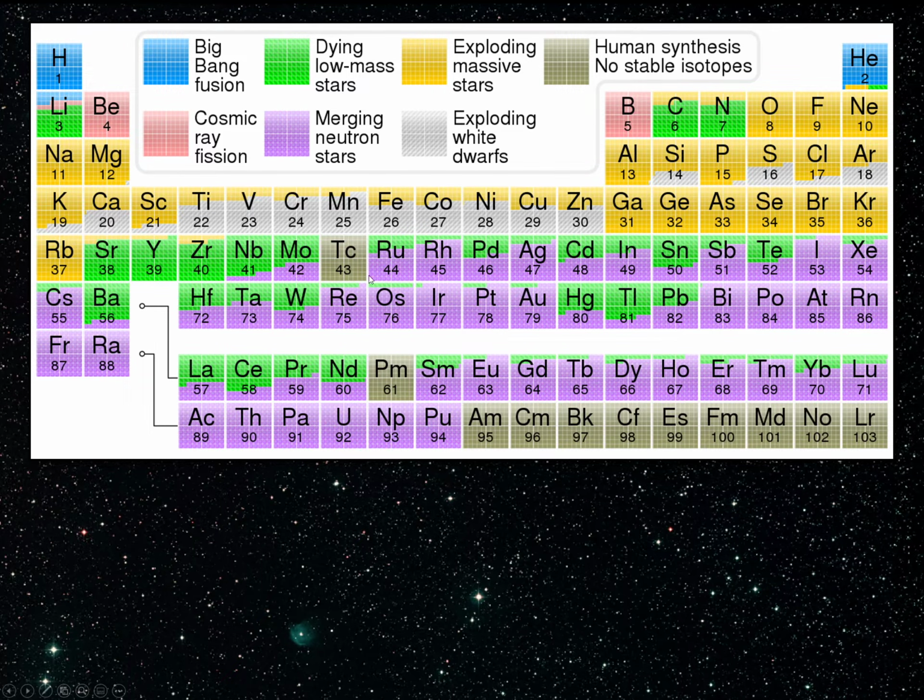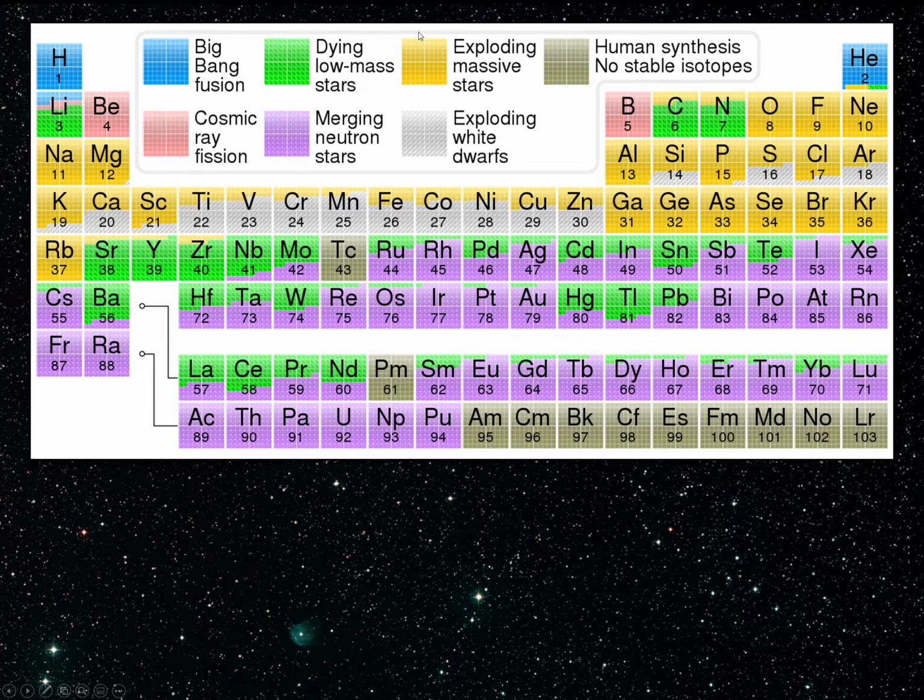So this graph is basically showing you what percent of each element is coming from these different sources. Well, if we look at gold, it is coming from dying low mass stars, a very tiny bit, but most of it is actually coming from merging neutron stars. So there's actually lots of places where these elements are coming from.